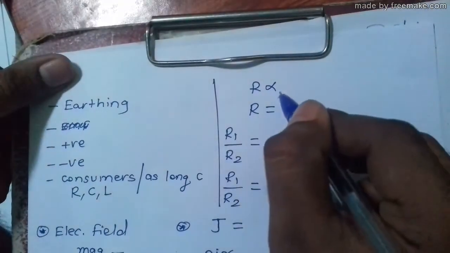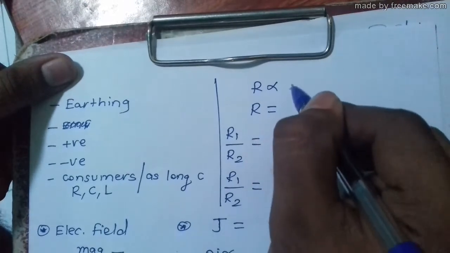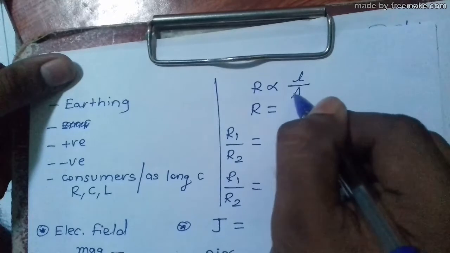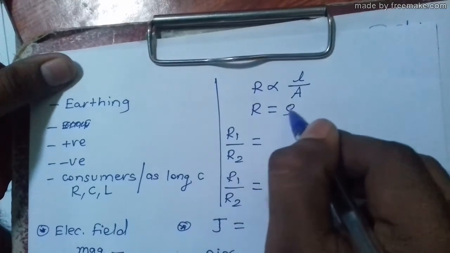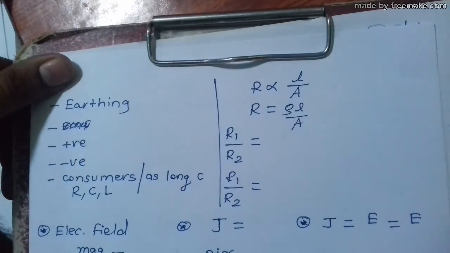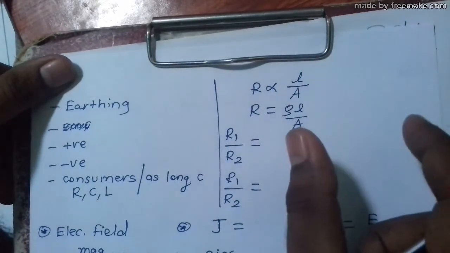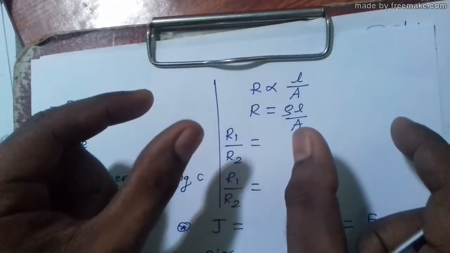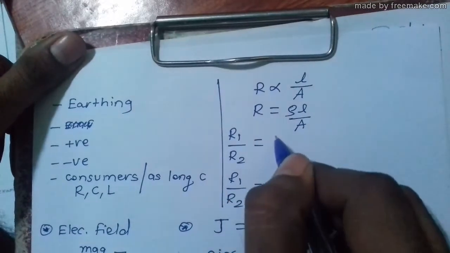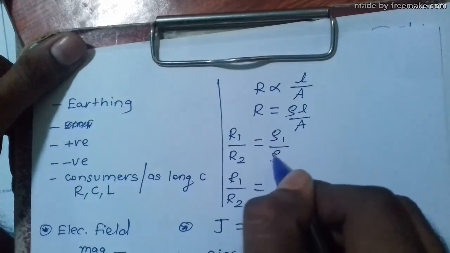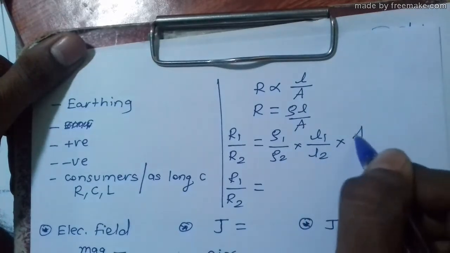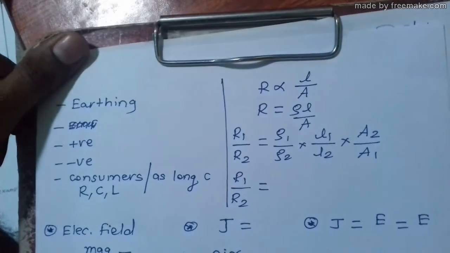Then resistance is proportional to the length of the conductor and inversely proportional to the area of the conductor. So it becomes rho L upon A. Then if there are two resistances, first resistance is different and second resistance is different, and if we are comparing them, then R1 upon R2 is rho 1 upon rho 2 into L1 upon L2 into A2 upon A1.